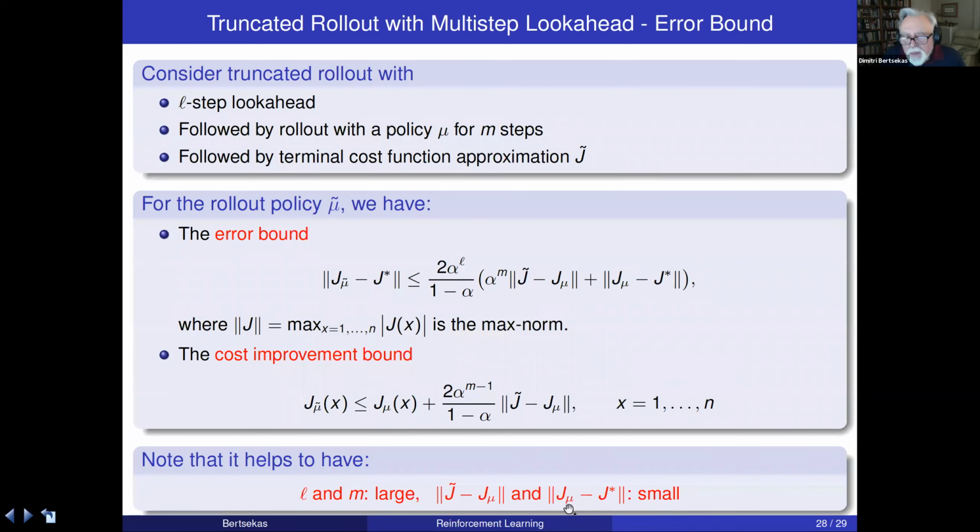Finally, as you would expect, if the base policy is closer to the optimal and this error is small, then you should be getting better performance from the rollout policy. And as the terminal cost approximation is close to J mu, you'll be getting close to exact rollout, and you will be getting cost improvement as well as a better bound from J star.